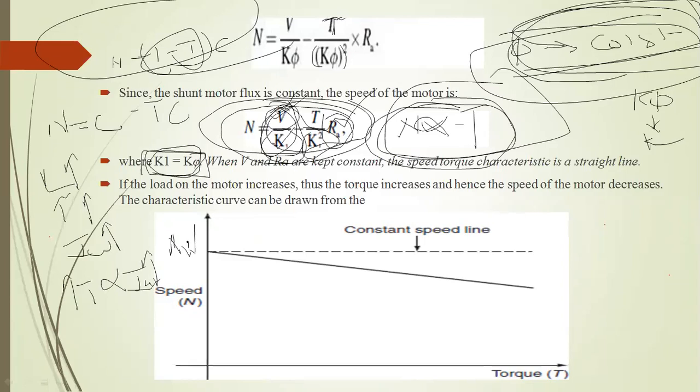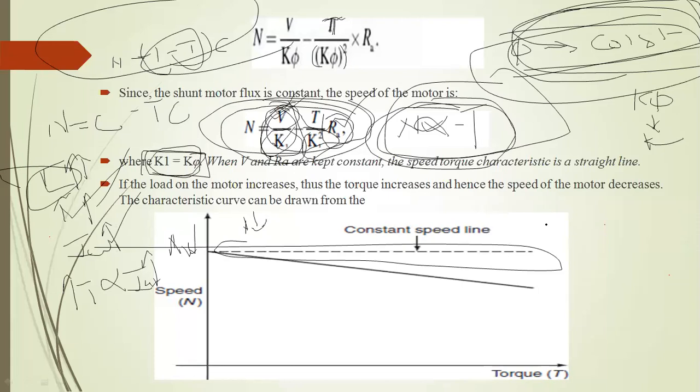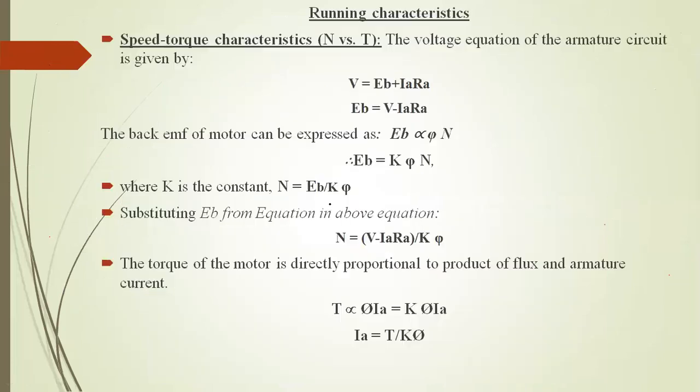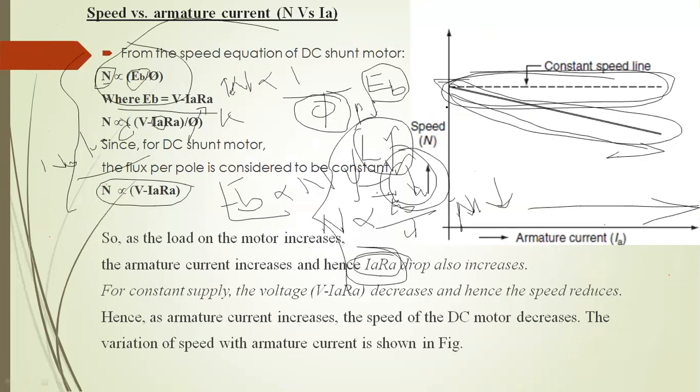The speed decreases. So if we increase the load, then the armature current is going to increase. Then when the armature current increases, the torque increases. When the torque increases, the speed of the motor decreases. So the characteristics, this is the speed constant line. I have said that N is directly proportional to phi Ia in the earlier, and N is directly proportional to Eb by phi a. That depends upon the voltage.